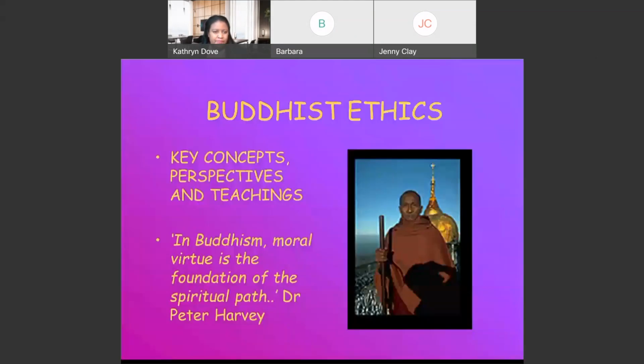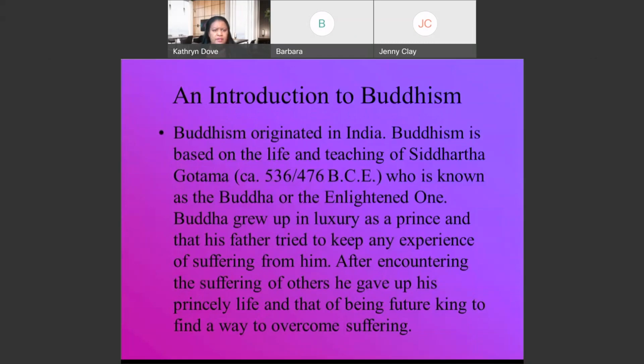Okay. So Buddhism is the first Eastern theory that we're looking at. Buddhism originated in India. Again, it was around the time of Socrates, 500 BC. The Buddha grew up as a prince. His father tried to keep him from experiencing any suffering. He lived a very wealthy life, but the Buddha wasn't happy with that. So he decided to give up his princely life to help reduce the suffering of others.